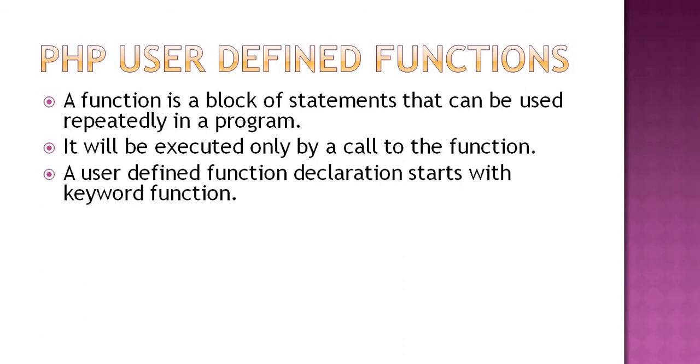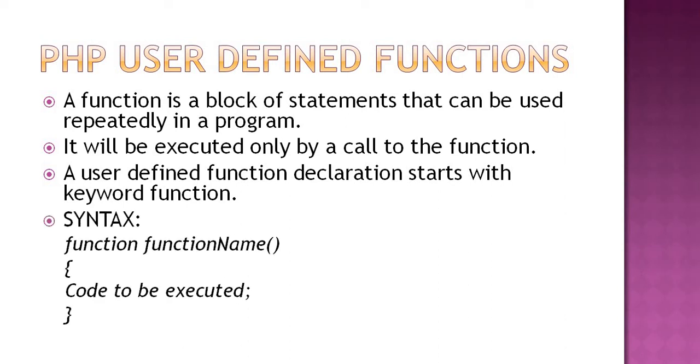A user-defined function declaration starts with the keyword function. So whenever you are writing a user-defined function, it must start with the keyword function. Let us have a look at the syntax. Function, space, function name and parenthesis. These round brackets are known as parenthesis. This is the keyword function. Function name is any name that you can provide for the function. Over here also, variable naming rules are followed. Then opening curly brackets, code to be executed, semicolon at the end, and closing curly brackets.